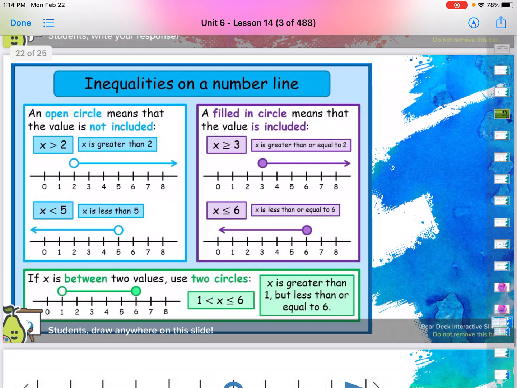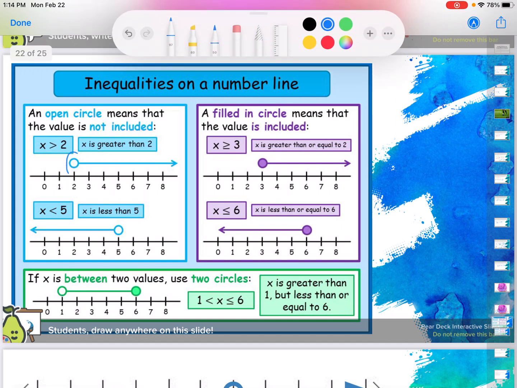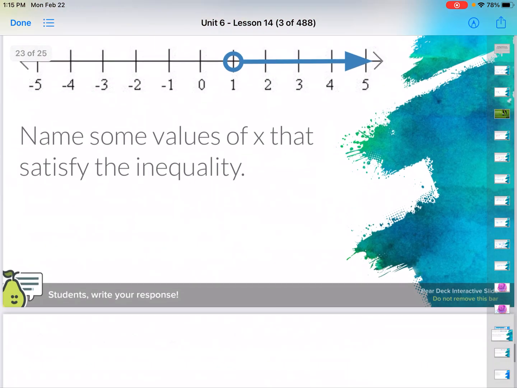All right, so this is just a reminder from last year. An open circle means that it's not included. So if you look at it, you'll see that it doesn't have the line underneath. If it has a closed circle, that means that there's a line underneath. That means greater than or equal to, less than or equal to. If it's in between two circles, that means the value is somewhere in the middle. And on this side, it does not include the 1, but it could include the 6. Okay? So it's just kind of a reminder of what we're doing.